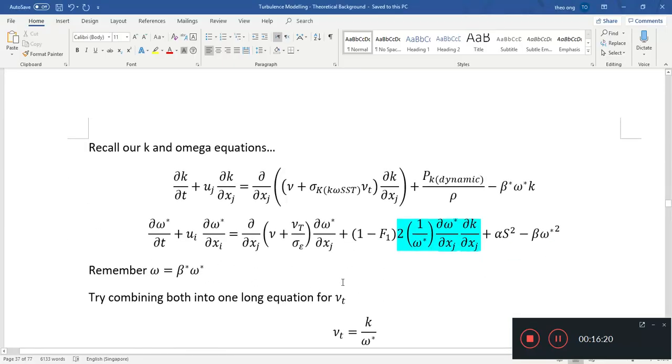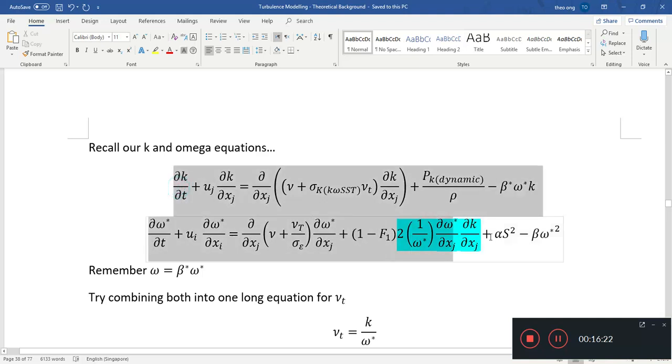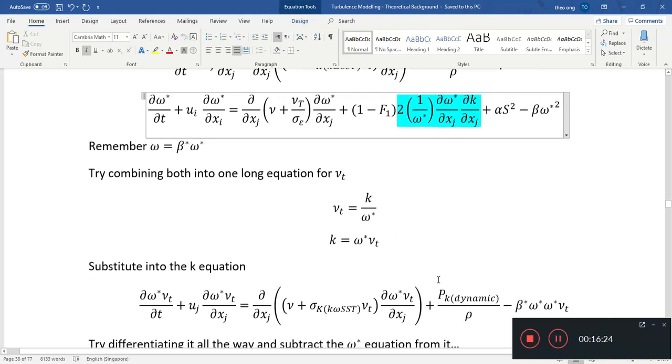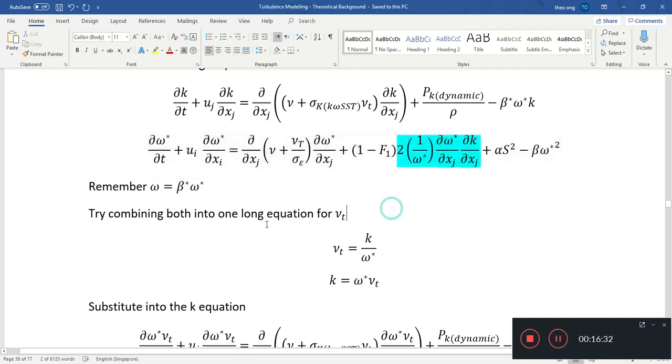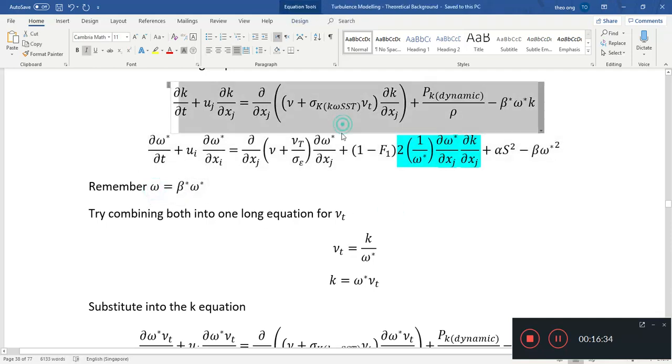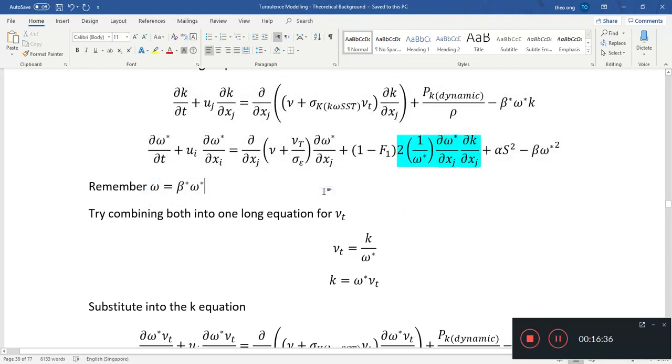That means basically, remember our k and omega equations? Okay, so let's try and remember, this is omega star. I'm using omega star to write this. This is from our K omega SST model. And remember omega equals beta star omega star. That's what I used. And remember how turbulence viscosity is described for that model. It is k over omega star.